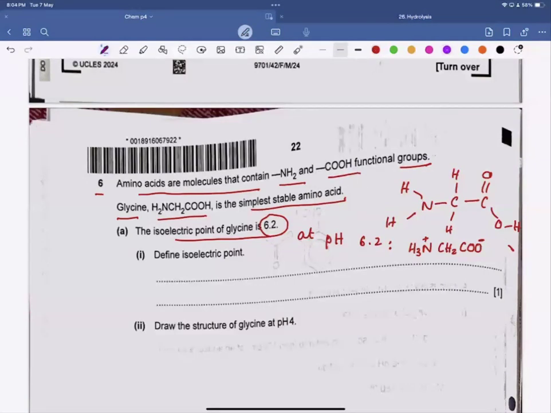So we will write that it is a pH at which amino acid exists as a neutral species, or you can write it's a zwitterion.